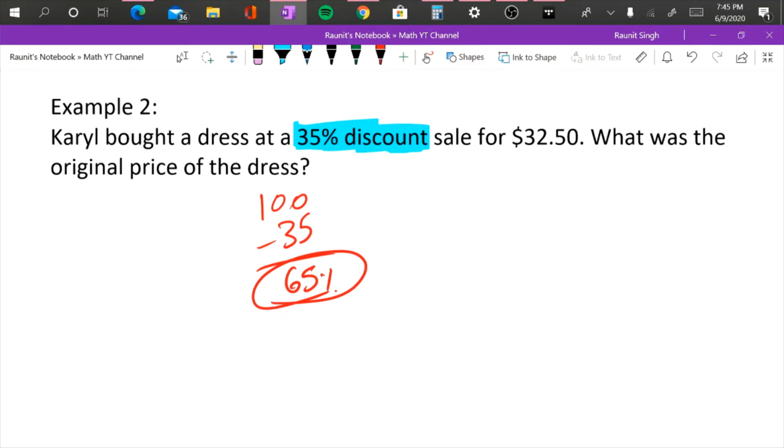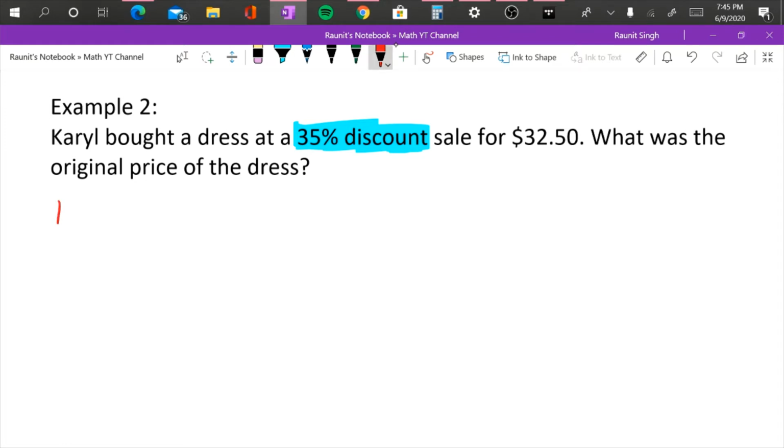Here, I'll show you what I mean in this example. Since we don't know what the original price of the dress is, we're going to label it as X. If you only used the discount number, you would have to do an extra step: the original price is X, so X minus 35% of X is equal to 32.5. We're just going to ignore the dollar sign and the decimal place for now. We'll get back to it later.